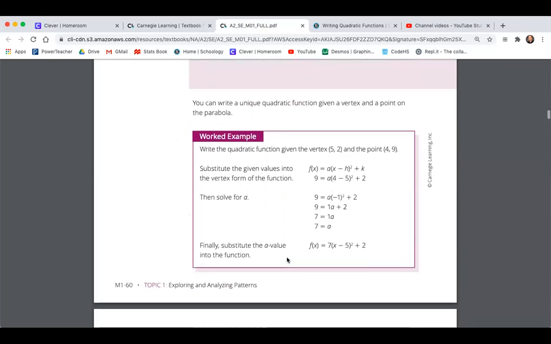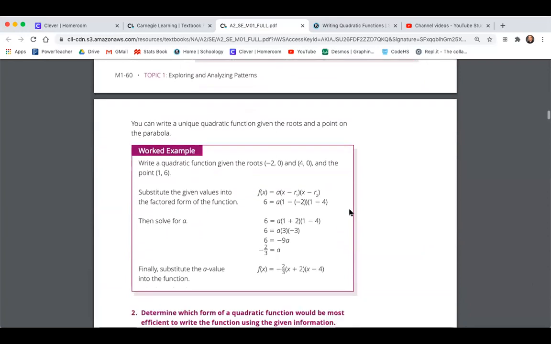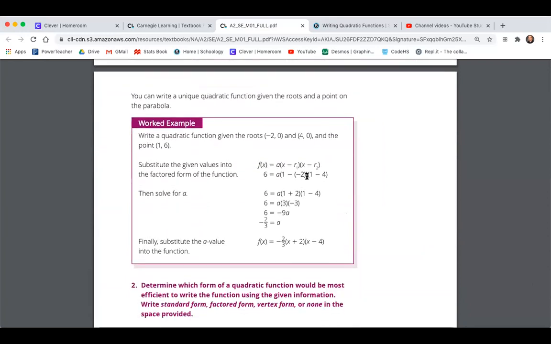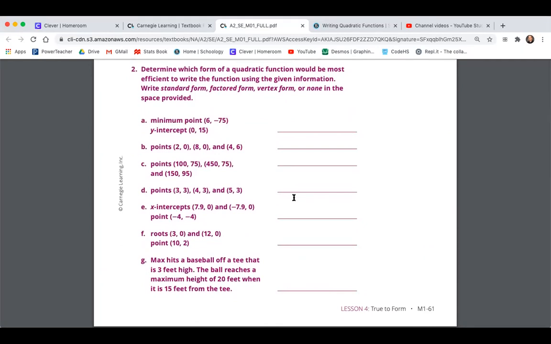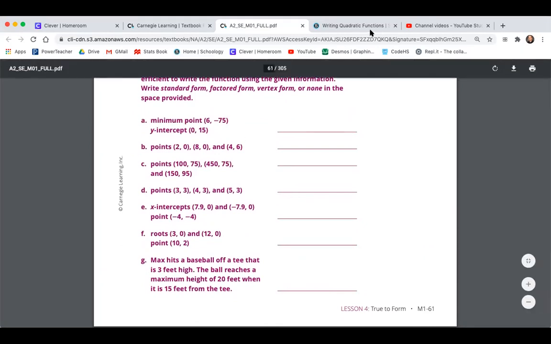So we're going to do a vertex form one first, and then I'll give you an example on how to do it in factored form. But before we get there, let's determine which form we should be using. On page M1-61, part A, it gives us a minimum point and y-intercept. Knowing that I have a minimum point, that is the same exact thing as a vertex. So if I'm given the vertex, I am going to use vertex form to write my function.